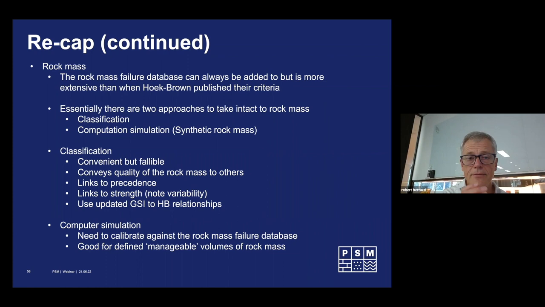Okay, so let's use that. And essentially there are two approaches to take the intact and make it into a rock mass strength. One is our classification, and one is the computer simulation, synthetic rock mass. Classification is convenient. It can convey quality of rock mass to our colleagues, but it is fallible. There are issues with it.